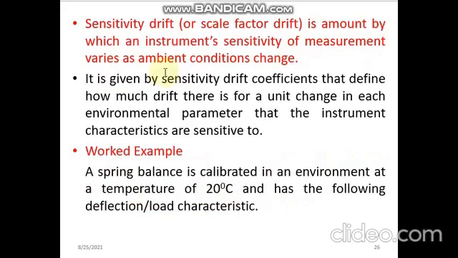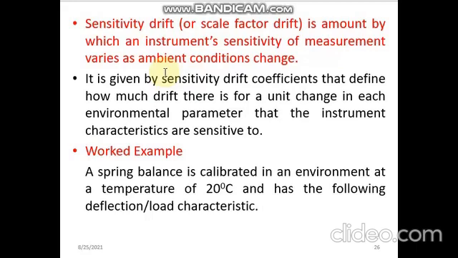Now, the sensitivity drift, which is the second one, we have zero drift, we have sensitivity drift, and sometimes we call it scale factor drift. It is the amount by which the instrument sensitivity will vary, will change due to ambient condition changes. And this sensitivity drift has a coefficient that shows how much drift can happen in units of the indication of the measurement instrument, depending on whether it is temperature or pressure or any other parameter that can cause that variation.